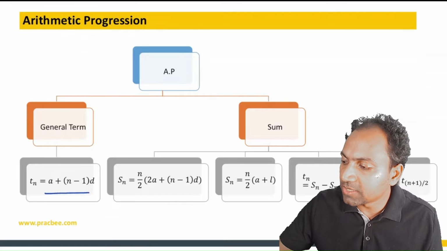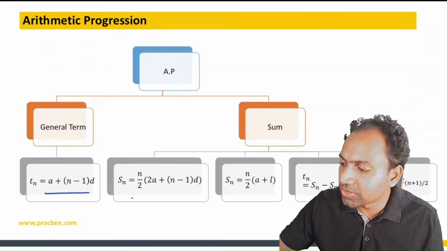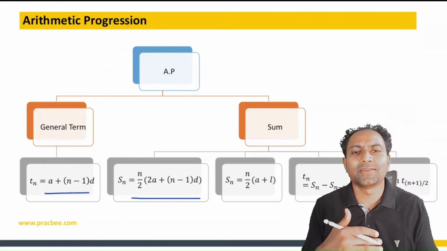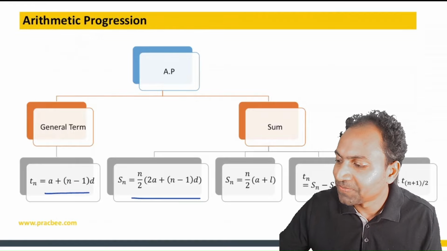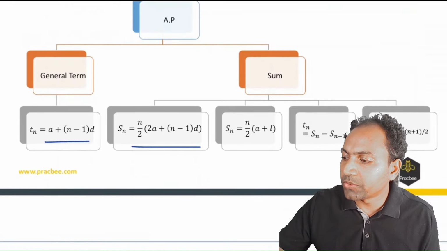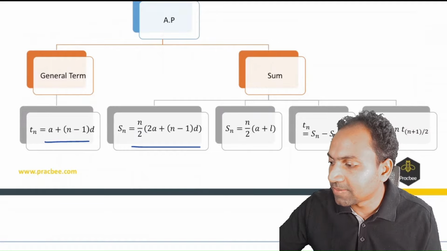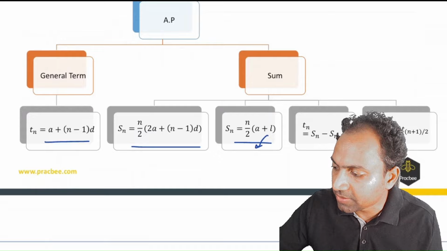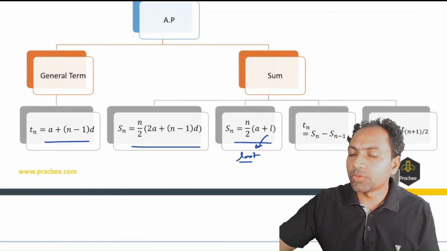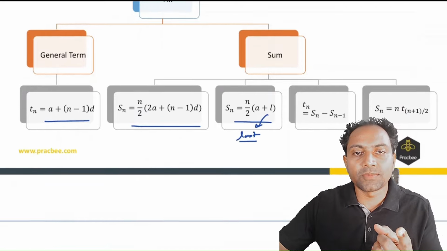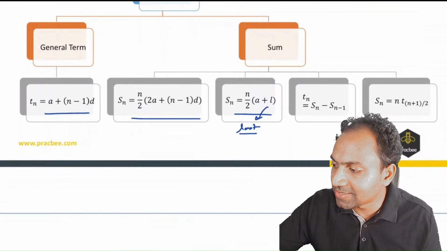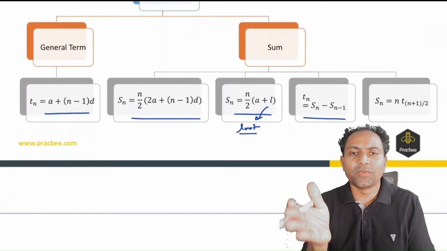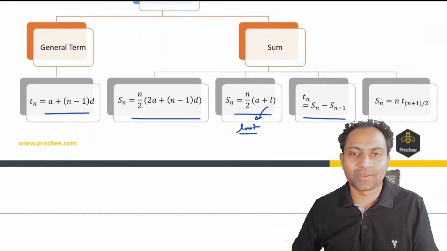The sum of n terms we can find using this formula: n by 2 into twice a plus n minus 1 into d. I don't think that in this video I need to tell you what a and d are. Another way I can write this formula is n by 2 into a plus l, where l is the last term and a is the first term. Also, if I want to find Tn using the sum of n terms, I can use Sn minus Sn minus 1. If I take the sum of n terms and remove the sum of n minus 1 terms from it, we are going to get the nth term.